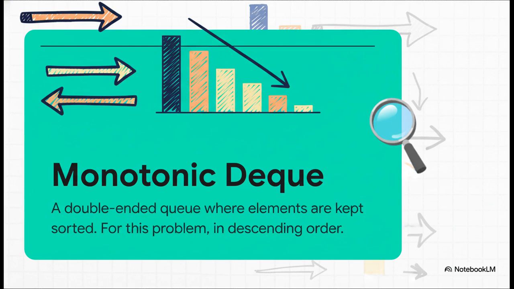The hero of our story is a special data structure called a monotonic deque. Okay, let's break that down. A deque, spelled D-E-Q-U-E, is just a double-ended queue. You can add and remove stuff from both the front and the back. The monotonic part is our special rule. We're going to make sure the elements inside are always kept in a specific sorted order. For our problem, that's going to be descending order.